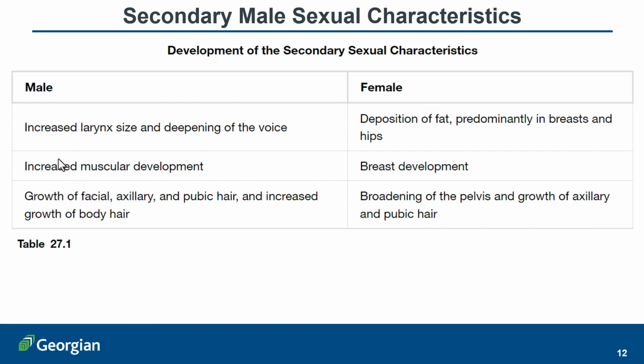Here, the development of the male sexual characteristics. We're going to look on the left side here: an increase in the size of the larynx and the deepening of the voice, increased muscular development, growth of facial, axillary, and pubic hair, as well as enhanced growth of overall body hair. We'll look at the female secondary sexual characteristics later on.